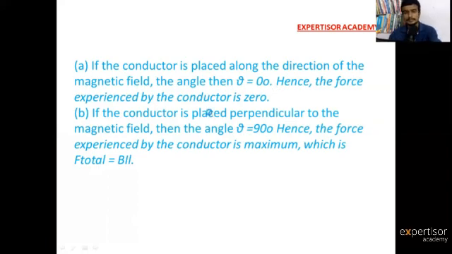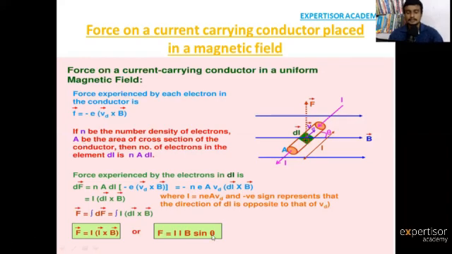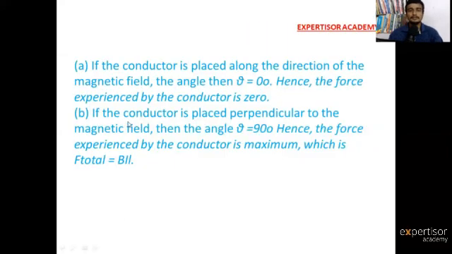Before that I said if theta is equal to 0, magnetic force is 0, that is minimum. So when it happens, if the conductor is placed along the direction of the magnetic field, the angle is equal to 0 degrees. Hence the force experienced by the conductor is 0.